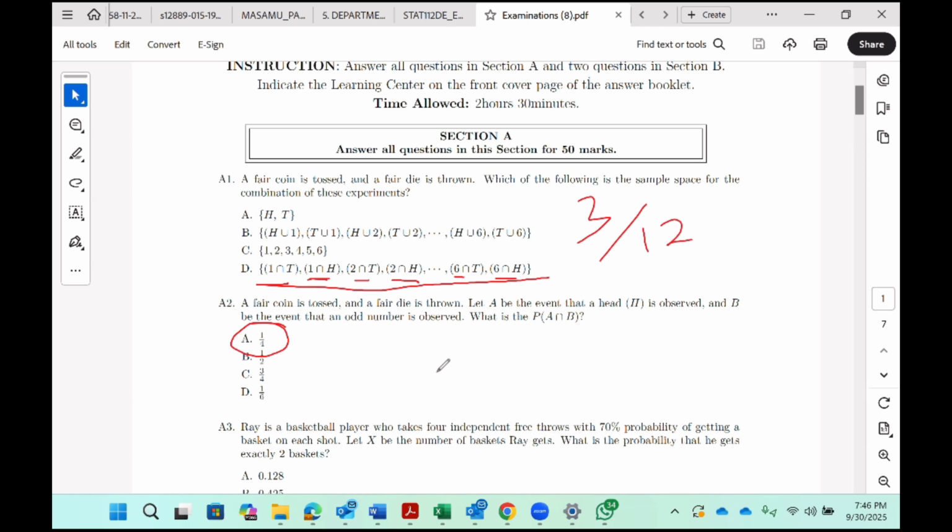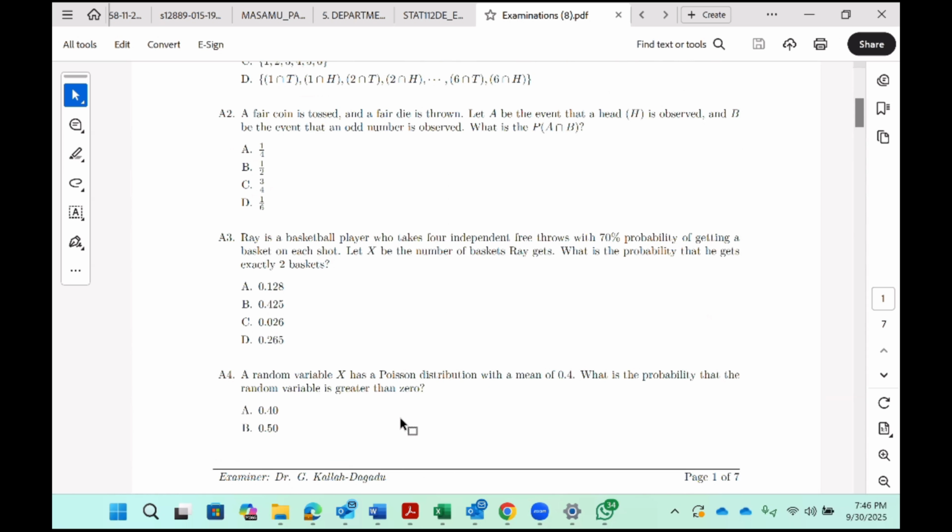1/4 is 3 out of 12 possible outcomes. So it's 1/4. Okay, Pascal, thank you. Let's look at question 3.